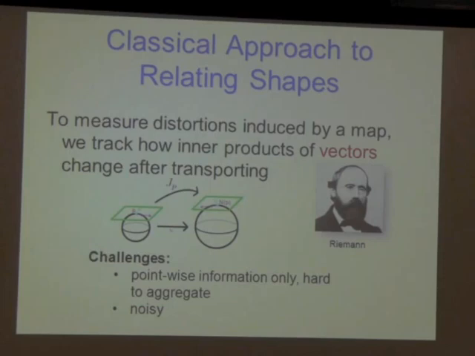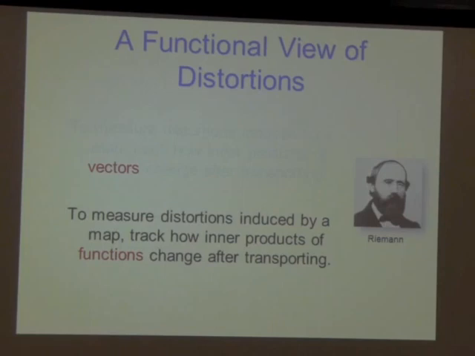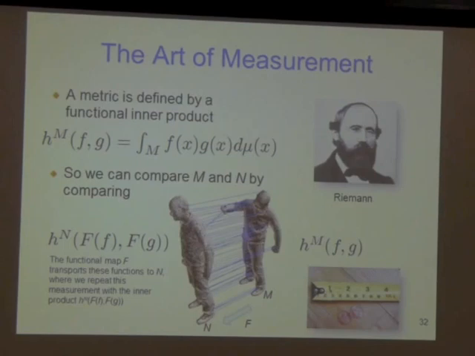But of course, we are focused on functions here. So the corresponding thing is to measure distortions. It's not to track how inner products of vectors change, but how inner products of functions change. And to do so, basically, given, say, a map between two shapes or two manifolds, M and N, shown here, I have some notion of inner product on M, and that defines my measurement on the first surface, and then I transport these functions over by the functional map capital F, and I compute the inner product on the range surface, and that gives me some other value.